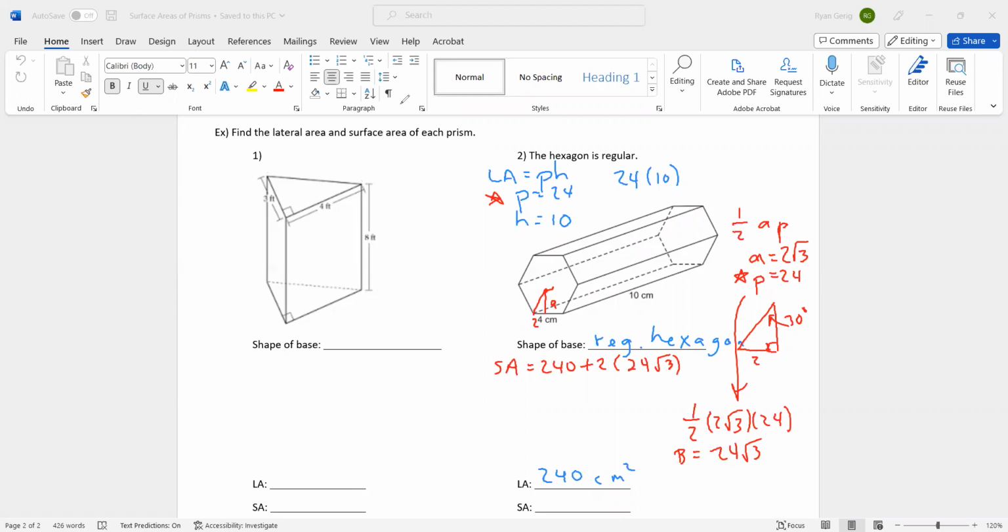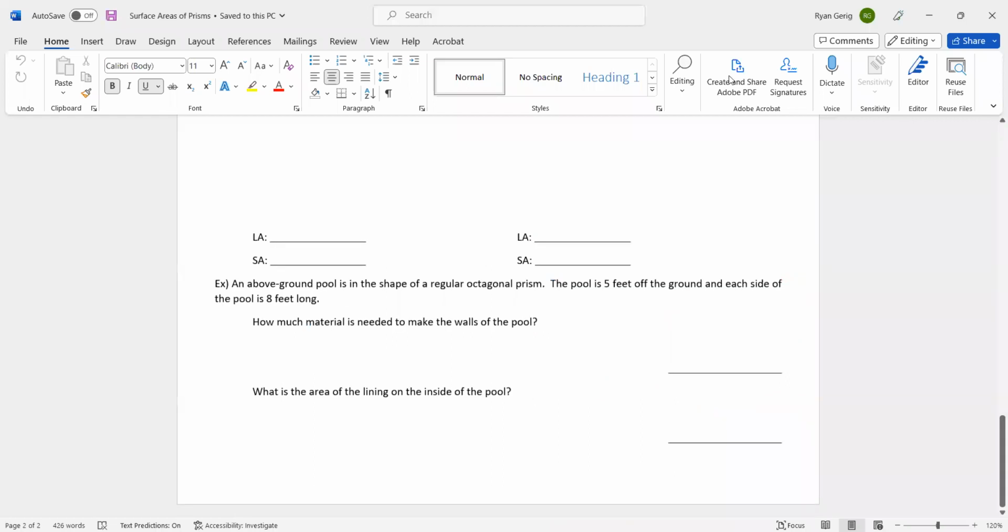Okay. And then I'm going to multiply the 2 times the 24, and my surface area is 240 plus 48 radical 3, and that's in simplest radical form. You could take that and type it in your calculator to get a decimal, depending on what it's asking you. So you should know how to do that by now. But all right. Please, please, please, if you've lost attention at this point, come back to me now.